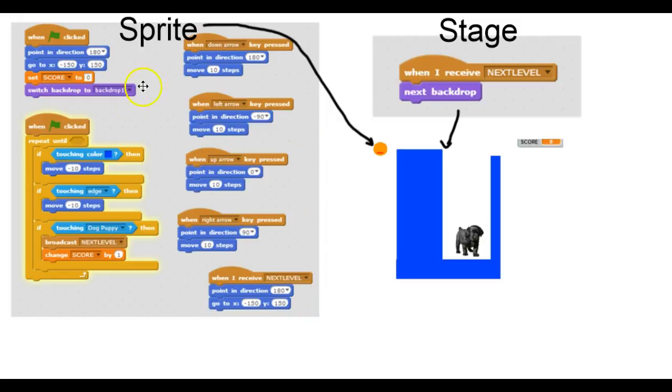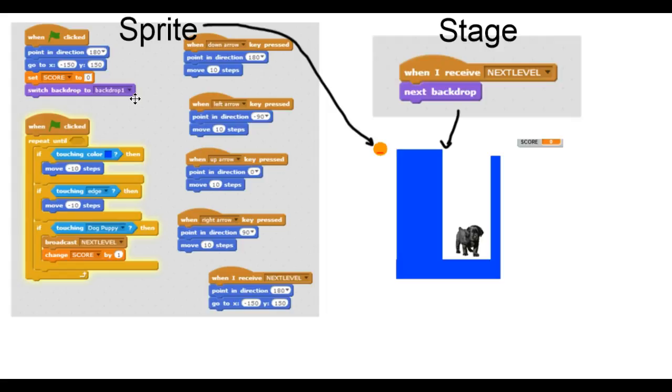So this is kind of how the whole thing works. I set the score to 0 in the beginning. I have it pointing in the right direction. I move it to a certain spot. And I get my backdrop to backdrop 1. The reason I'm affecting the backdrop is because I have different levels built into this. Each level of the maze is a different backdrop.